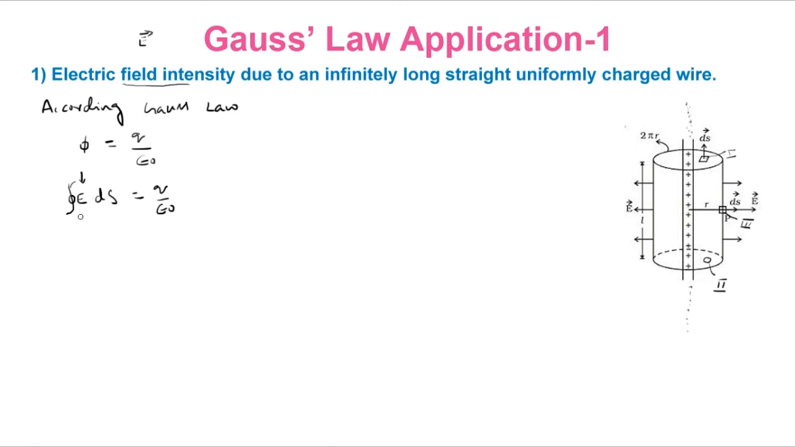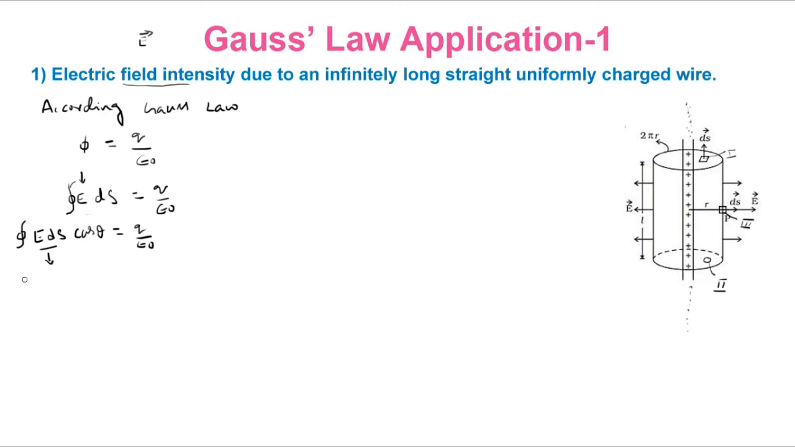Clear? So the integration of E into ds is equal to Q by epsilon naught, because this flux formula includes only the magnitude. If you want directions also, you can write it like that: E into ds cos theta is equal to Q by epsilon naught. Clear? Now I will split it into 3 different parts, because in 3 different parts we have to see what the flux is.